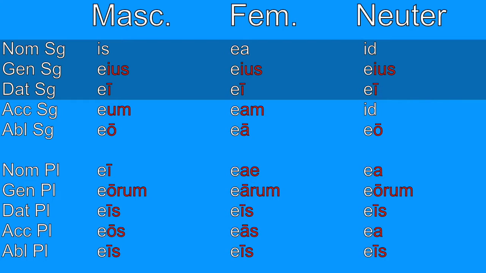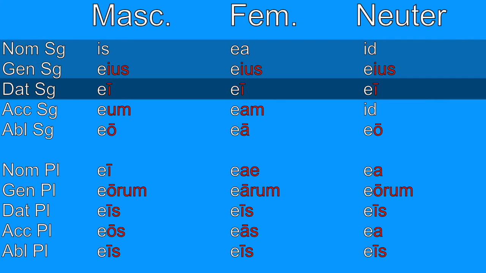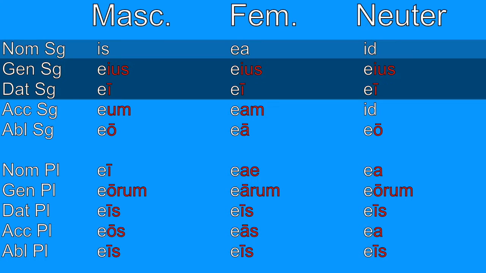But the nominative singulars, the genitive singulars, and the dative singulars are just a little out of whack. Specifically, all the genitives end in ius, and all the datives end in i. The nominatives are weird in their own idiosyncratic way, but the genitive and dative are the defining features of pronoun declension. That ius in the genitive singular and that i in the dative singular.